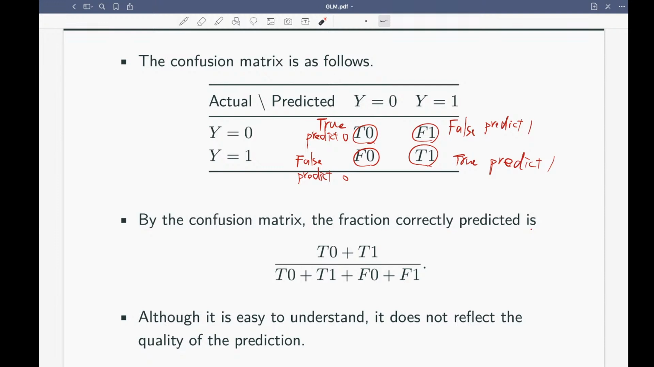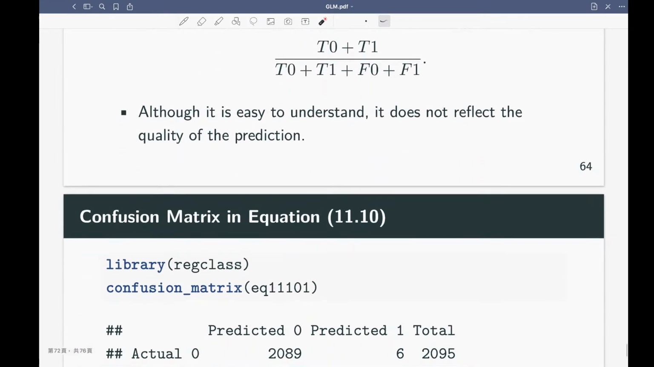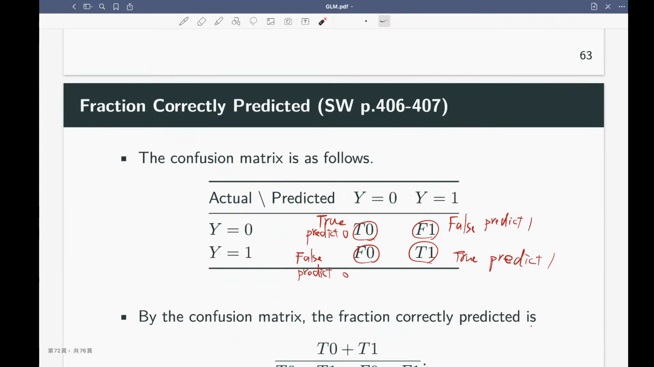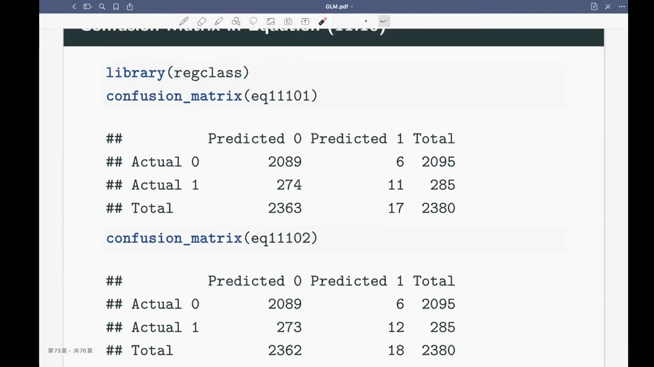Although this is easy to understand, we cannot see the quality of the prediction. So sometimes it's not great for our analysis. But at first, we can use these two terms to do our analysis to choose some model. But you can see sometimes the result is the same as the likelihood ratio test. The next topic is pseudo R-squared. Okay, so we can see our example for a logit model.